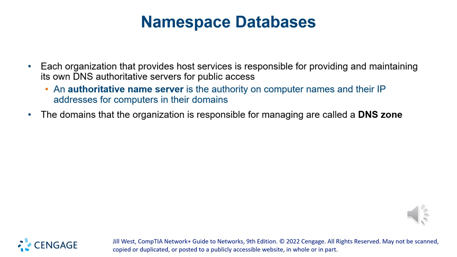So on my namespaces, if I'm an organization that has my own DNS names, I have to have what's called an authoritative name server. That's the authority with all the names and IP addresses for my domains. So that's the one that says, okay, jobs.mdc.edu is this IP address, phonebook.mdc.edu is this IP address, and so on and so on. So you can organize that with DNS zones.